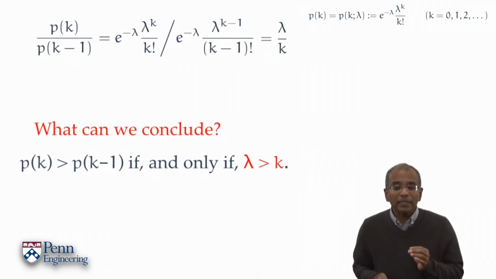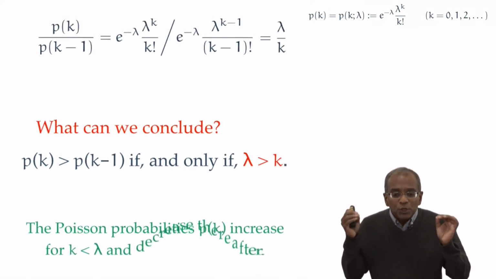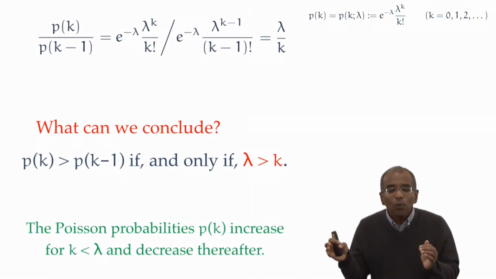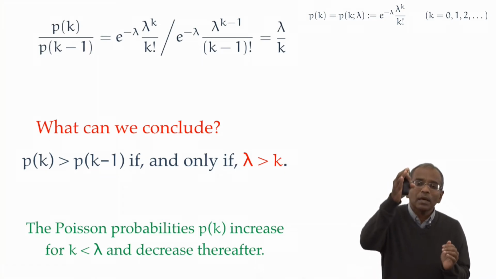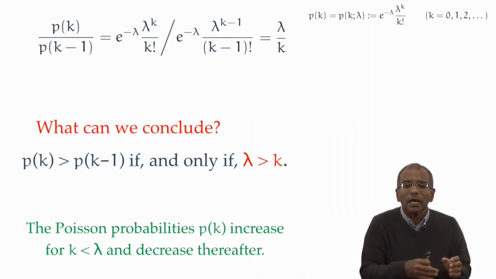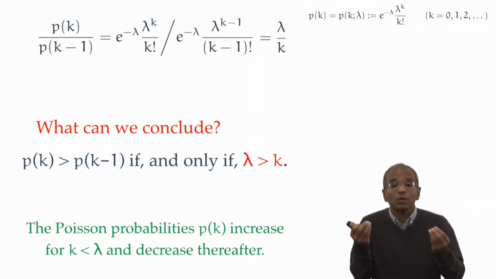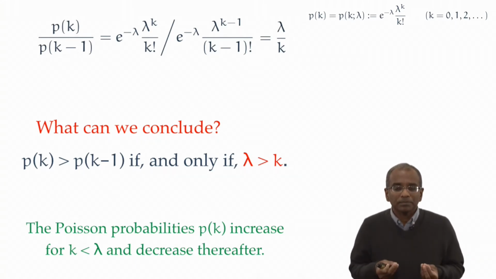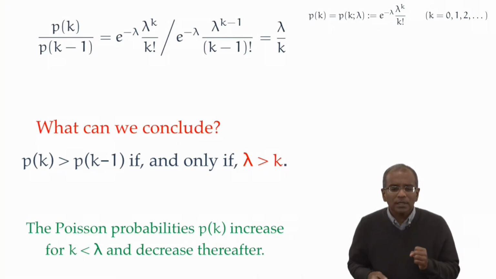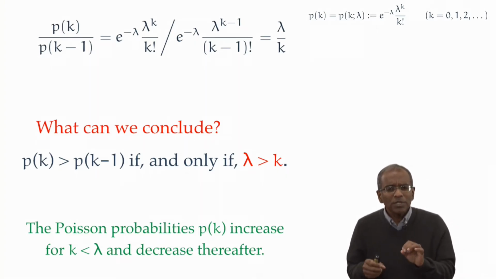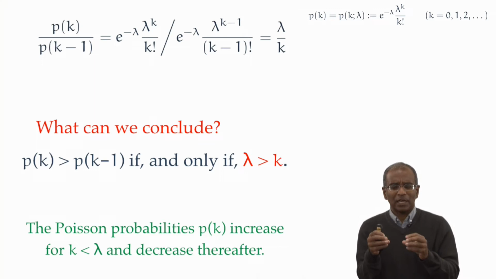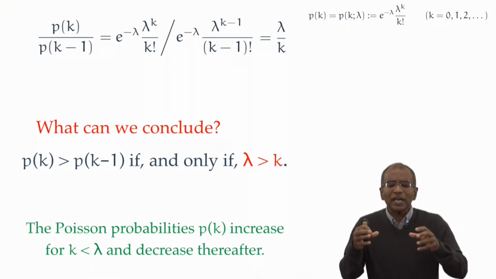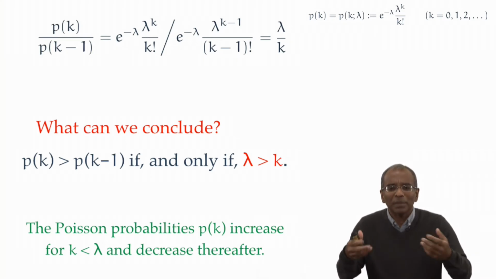Or, another way of saying this, the Poisson probabilities P of k increase when k is less than lambda and then decrease thereafter. In other words, they achieve a maximum value at an integer just below lambda. Excellent. Now, before we go on, we should take a little bit of time to look at the expression we've discovered and see if there's any more information that we can milk from it.